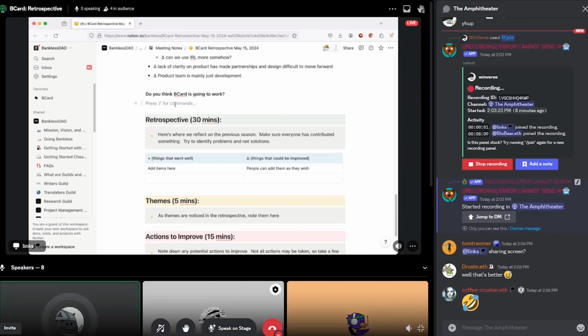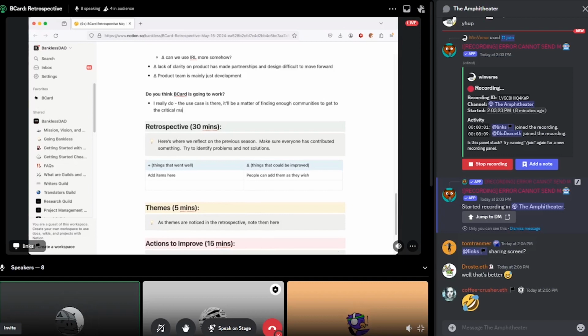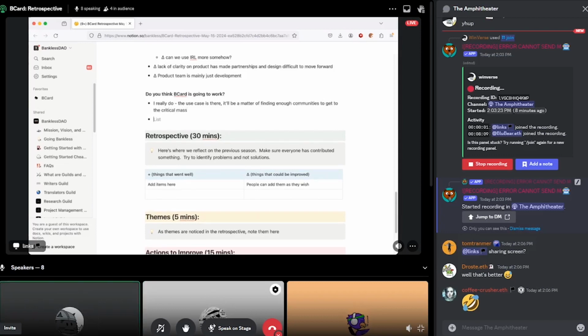I really do. I think that the use case is absolutely there. It's going to be a matter of finding enough communities and getting the word out and advertising so that we can get to that critical mass. But I still am very excited by the use case and the capability of supporting a community. And I think the organic use case of being able to earn bank or earn a community token is something that just fits well with DAOs.